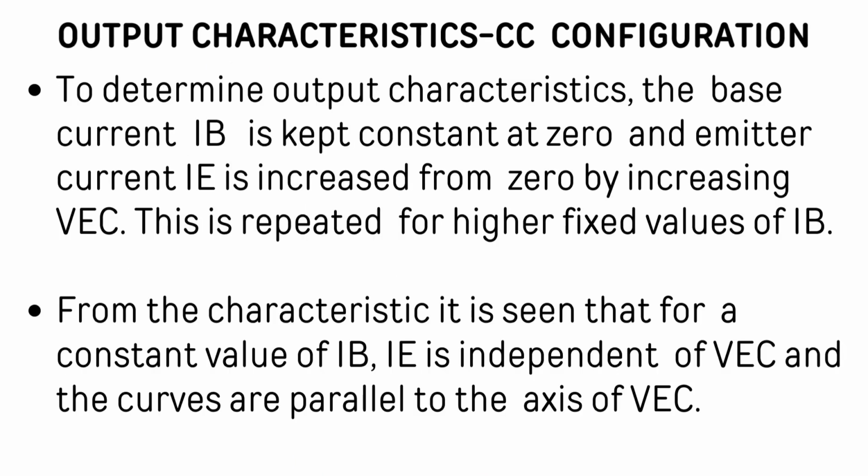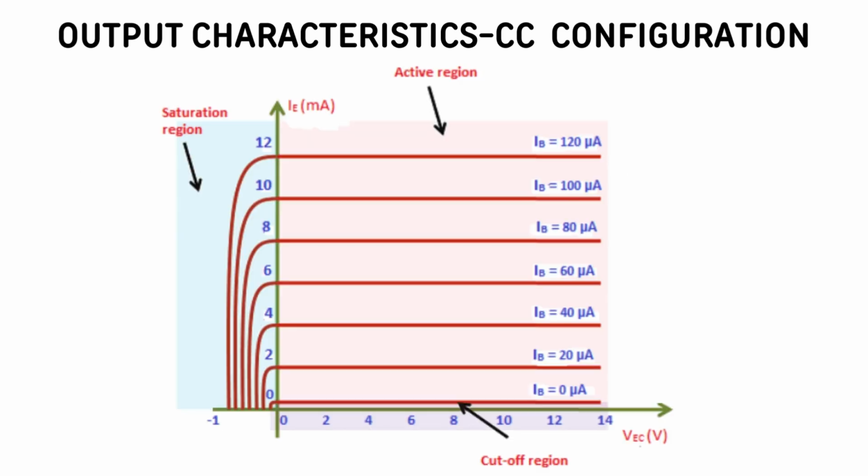Output characteristics of CC configuration. To determine the output characteristics, the base current IB is kept constant at 0 and emitter current IE is increased from 0 by increasing VEC. This is repeated for higher fixed values of IB. From the characteristics, it is seen that for a constant value of IB, IE is independent of VEC and the curves are parallel to the axis of VEC. The output characteristics of CC configuration are as shown in the figure.